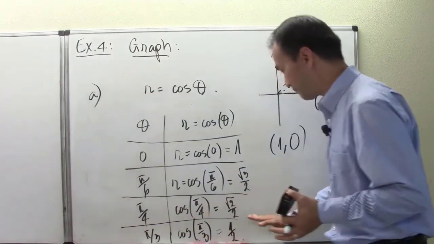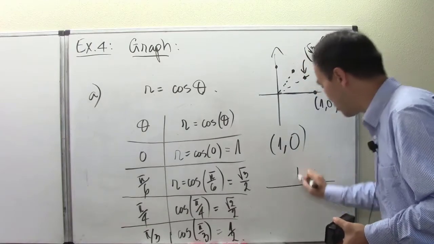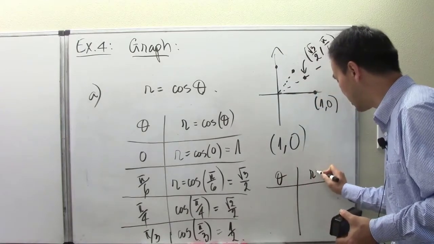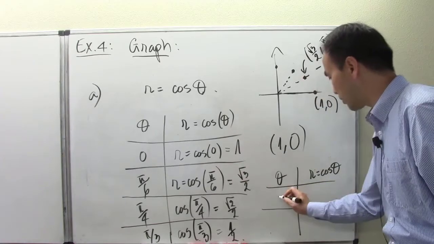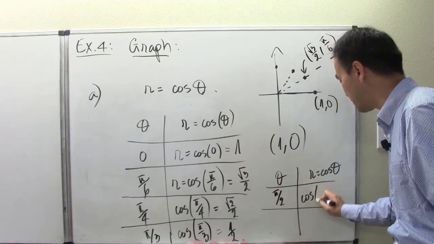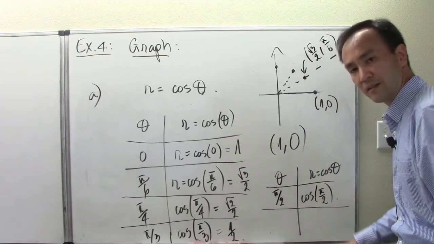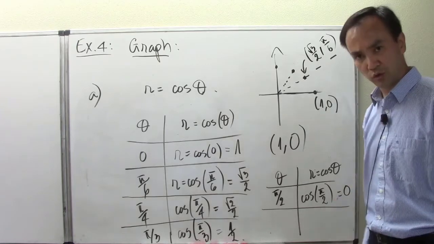Back on the table, I'm already running short of space here, but with my table over here, theta, and then this is r equals cosine theta. Okay, I'm continuing with that table. Then when theta is pi over 2, we're looking at cosine of pi over 2, which is 0. That agrees with whatever decimals was given.